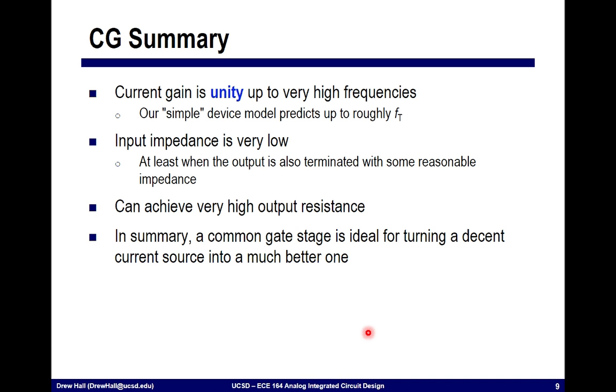With this, we also know that you can use this to effectively make a very large output impedance. So in summary, this stage, as we'll show a little bit later in this course, is very good for turning an okay current source into a great current source. Essentially what it does is it buffers the current, so it has this unity current gain property, but it increases the output impedance that we want from a current source substantially.